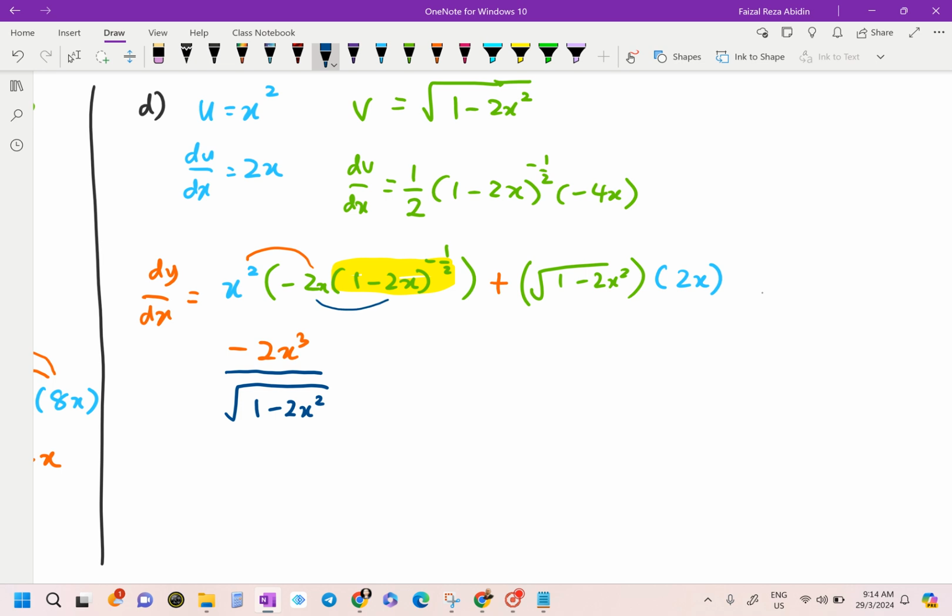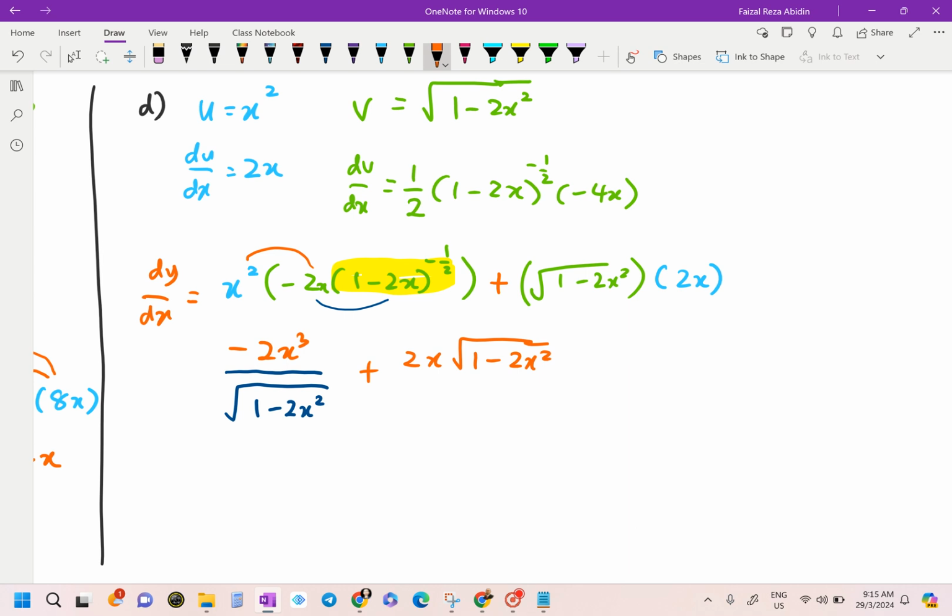And then for the back one here, 2x times with the square root over here, so I'm going to get only 2x, with 2x. If I got this one, negative 2x, I just have this one as 2x, and then this one is going to be square root of 1 minus 2x squared.